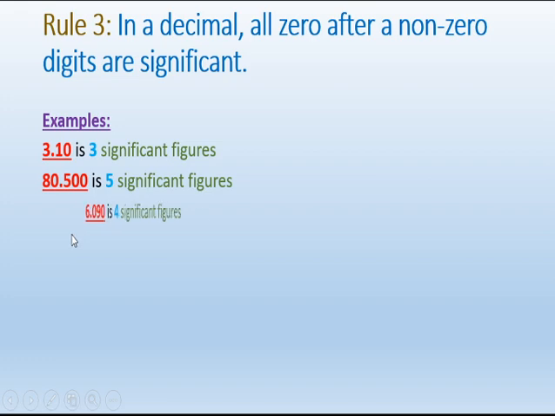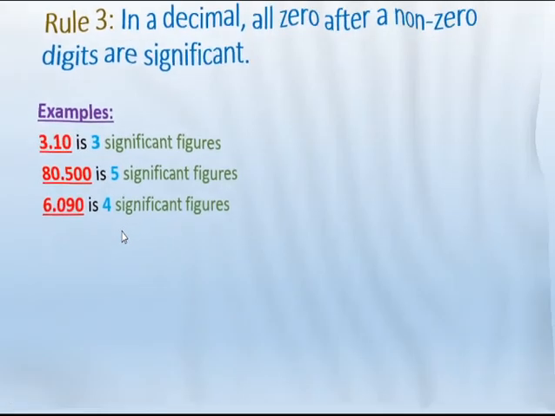Now come to the next example, in which you can see that there is a 0 in between non-zero numbers, and this is the ending 0 of a decimal. So those zeros are significant, and the non-zeros are already significant, so that's why it has 4 significant figures.